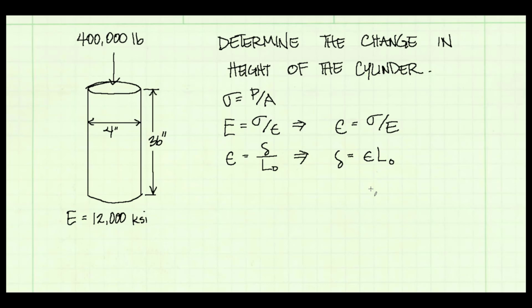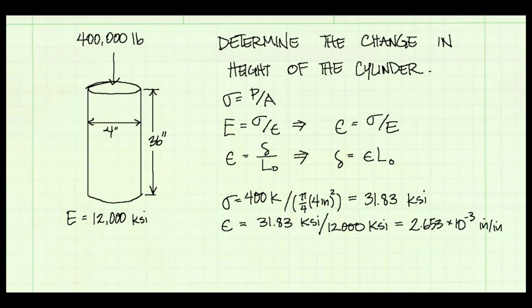Let's go ahead and solve this. Solving for normal stress, I find that it is 31.83 kips per square inch. Then using Hooke's law, I can solve for the normal strain. I get that it is 2.653 times 10 to the negative third inches per inch. Then I can solve for deflection by multiplying our normal strain by our original length, 36 inches. And I get that the change in length is about 0.1 inches.